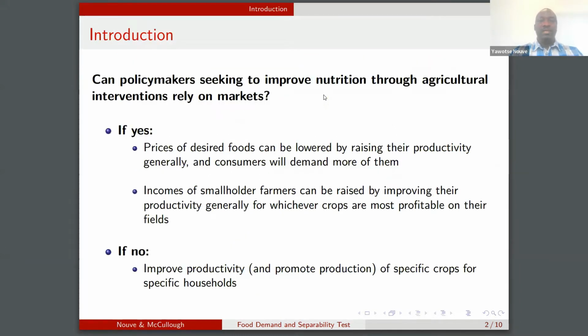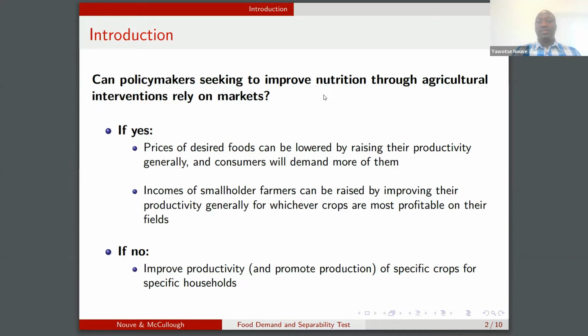So in this project, we are looking at the question of how to improve nutrition for smallholder farmers in general. More specifically, we are looking at the question of whether policymakers seeking to improve nutrition, for instance, through agricultural intervention, should rely on markets or not to do so.